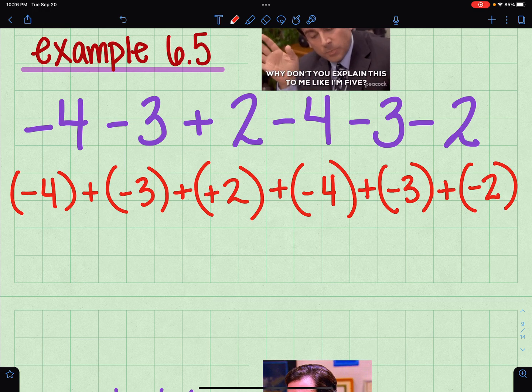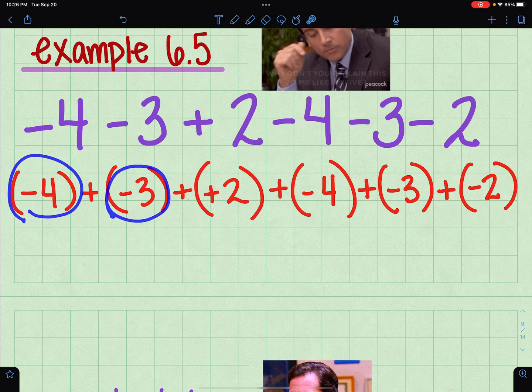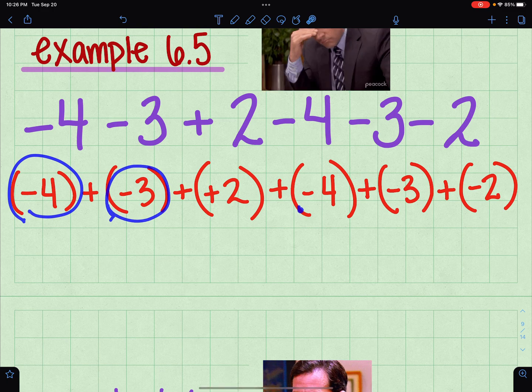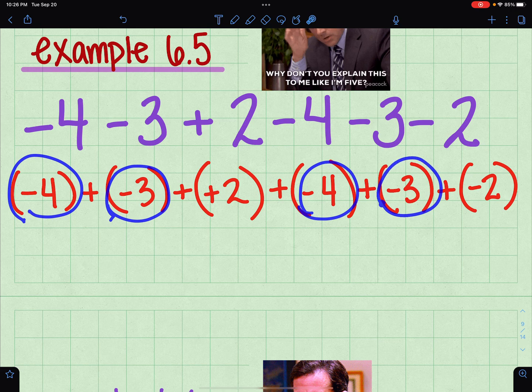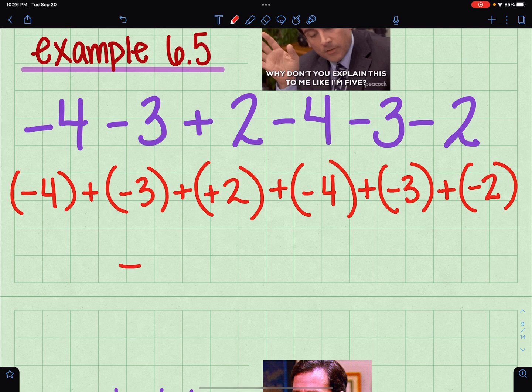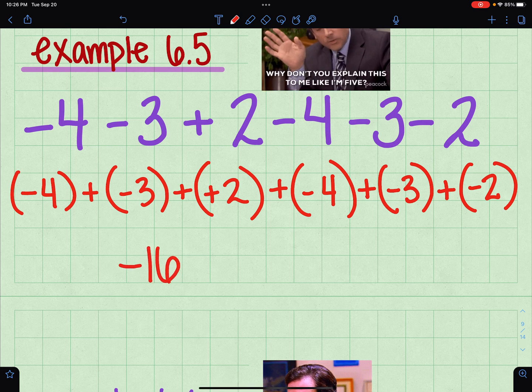What I'm going to do is add all the negative numbers together. Let's start with that. Okay, so I'm going to add 4 plus 3. I'm just adding the absolute values. 4 plus 3 is 7. 8, 9, 10, 11, 12, 13, 14, 15, 16. So I've got -16 as a total of all the negatives.